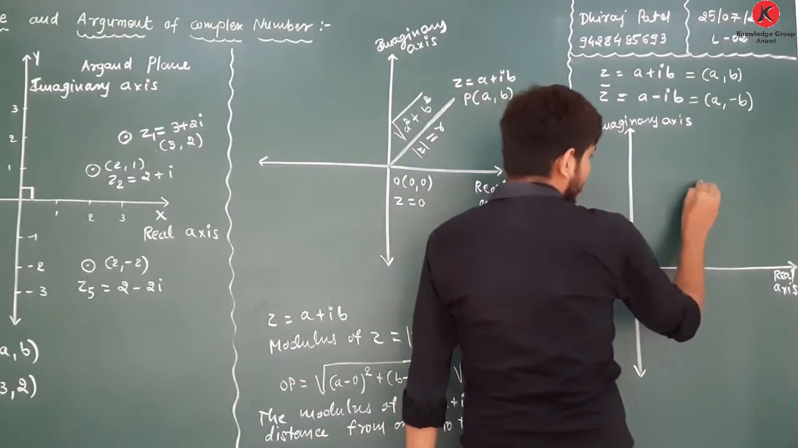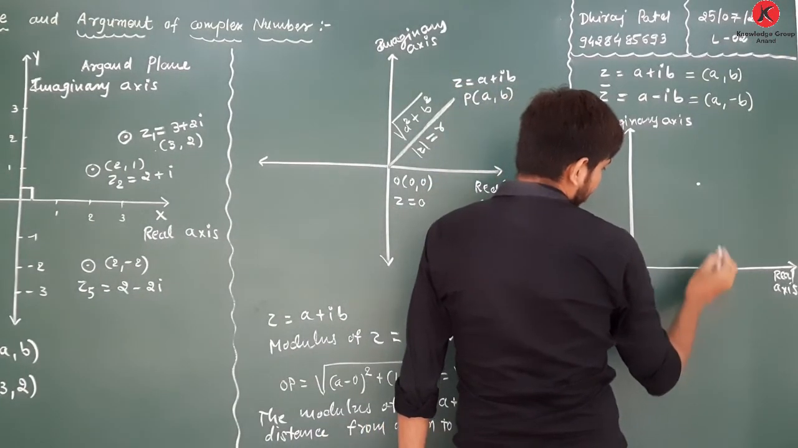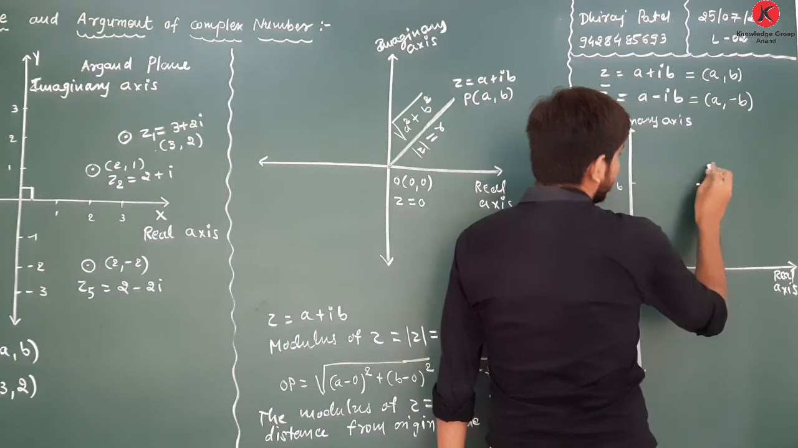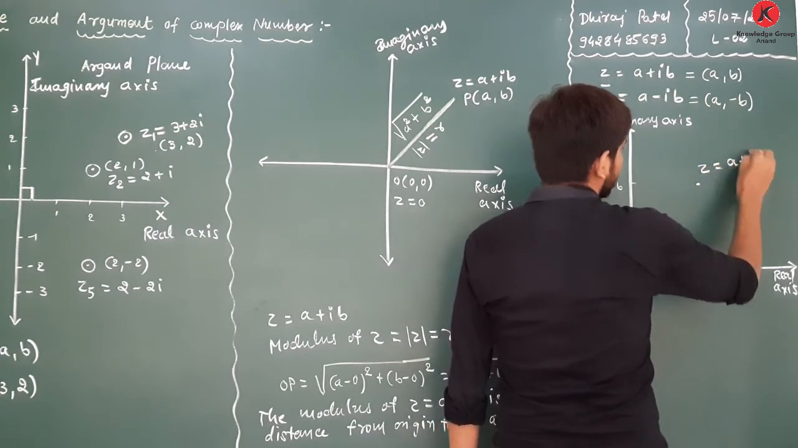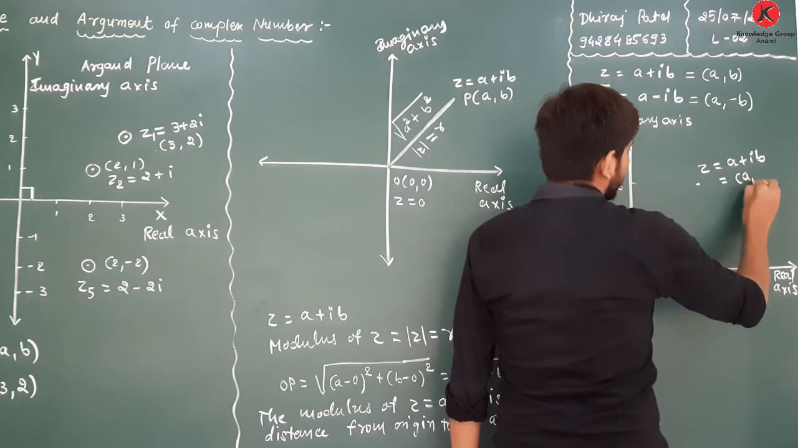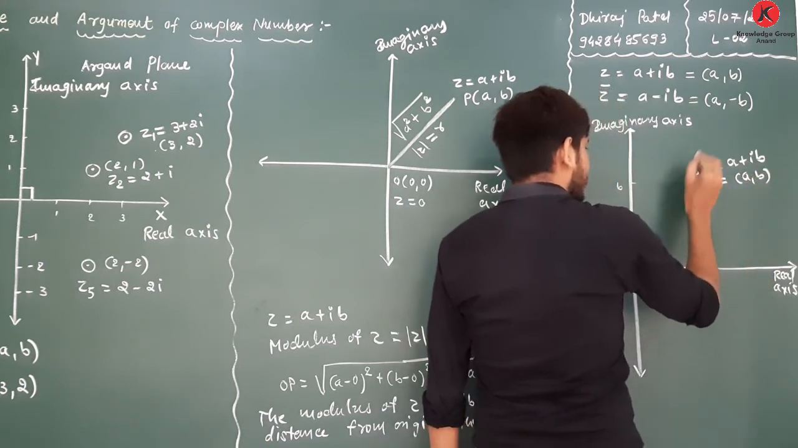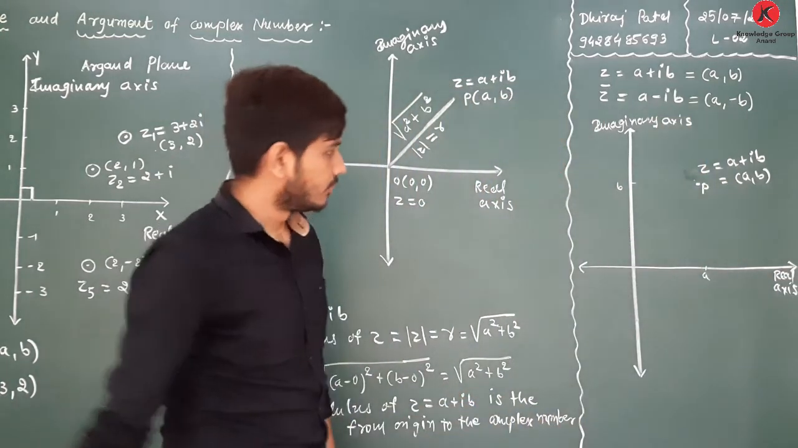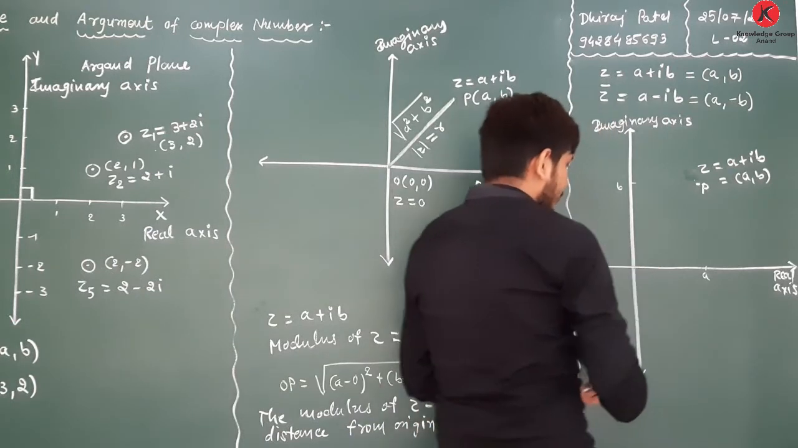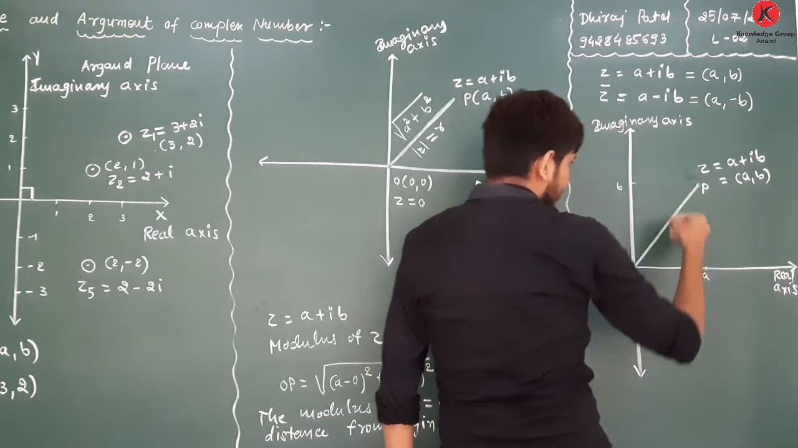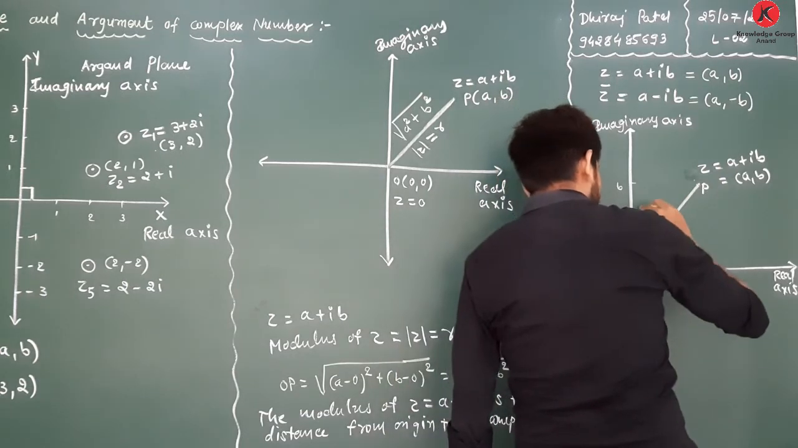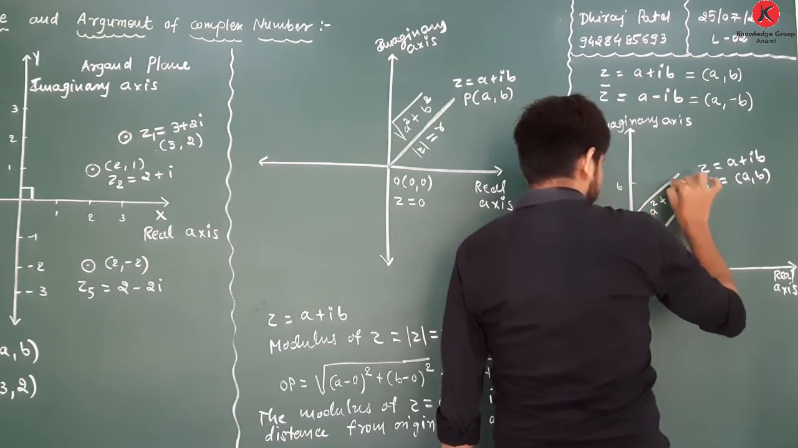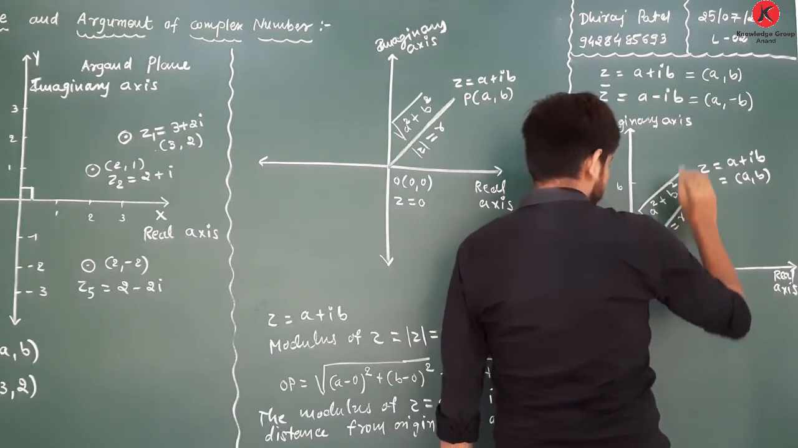Suppose this point is here, this distance is a and this is b, then we get this number (a, b), meaning z equals a plus ib, which is also (a, b). Suppose this point is known as P. From the origin, the distance is known as the modulus of z, which is the square root of a square plus b square. Modulus of z equals r.